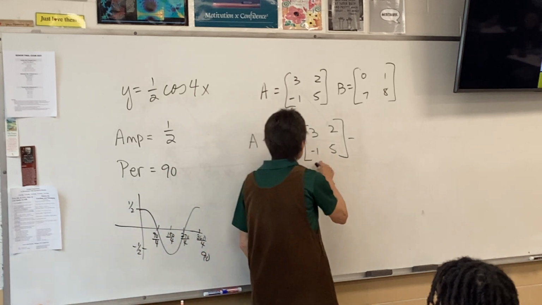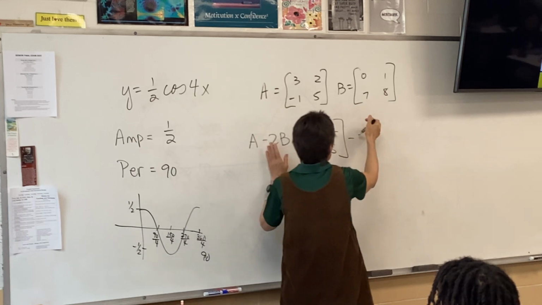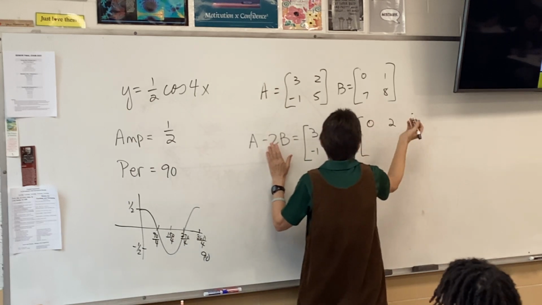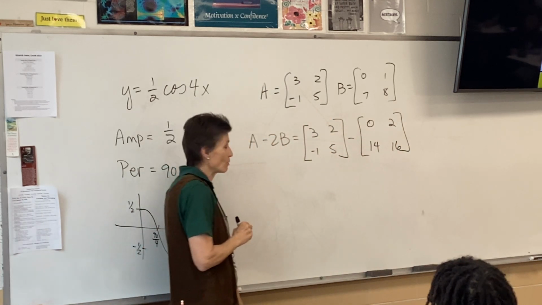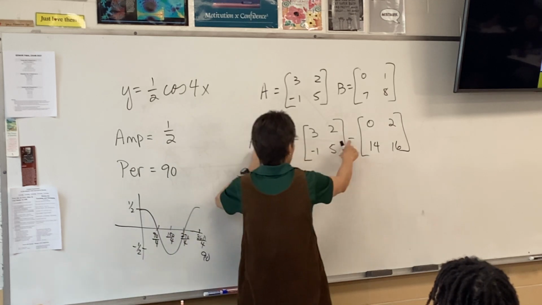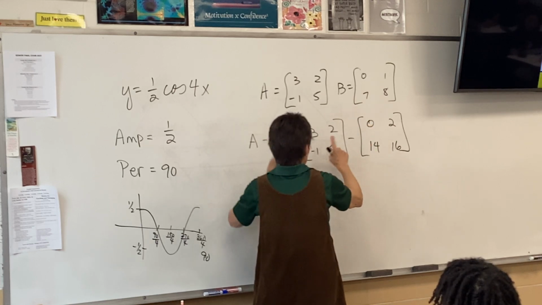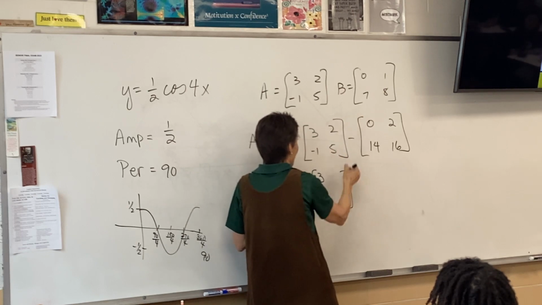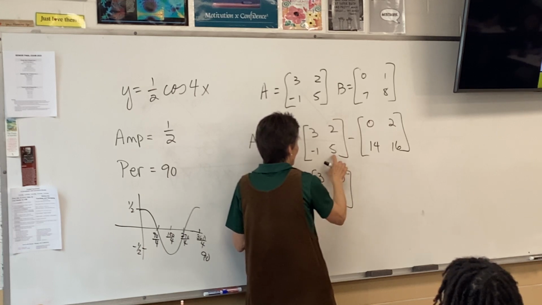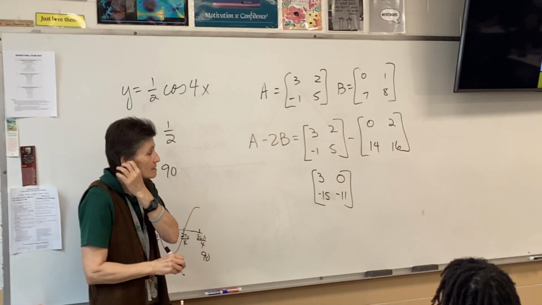So A minus 2B. So A minus. Now I'm going to take 2 times B. So that means, let's just distribute it, take it all times 2. Right? And now I'm going to subtract. So I put the minus right here, and then I times everything by 2, and now I'm going to use that minus. I'm going to subtract. So 3 minus 0, 2 minus 2, negative 1 minus 14, and 5 minus 16. There is your answer.